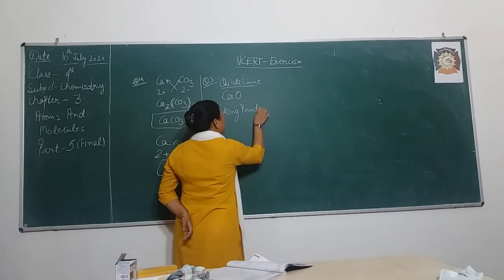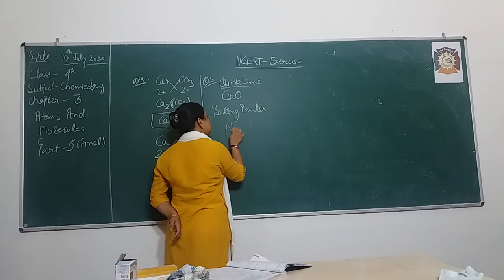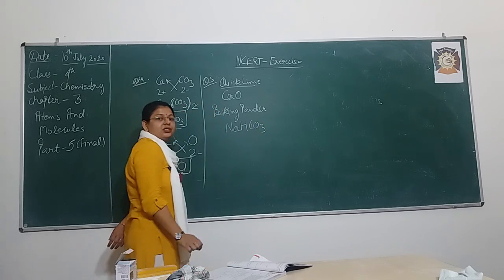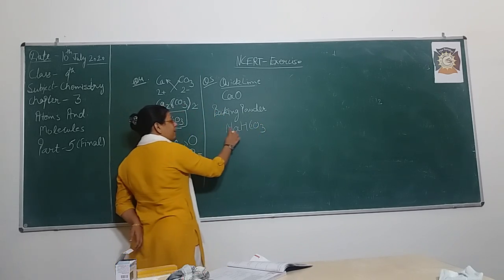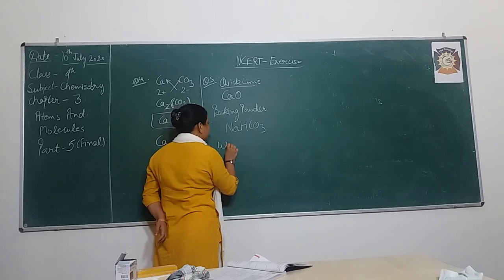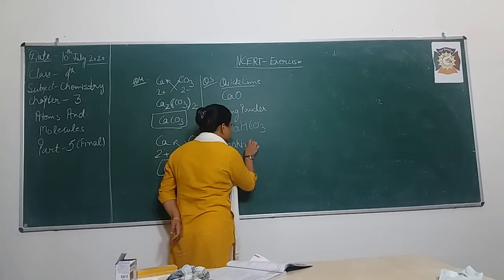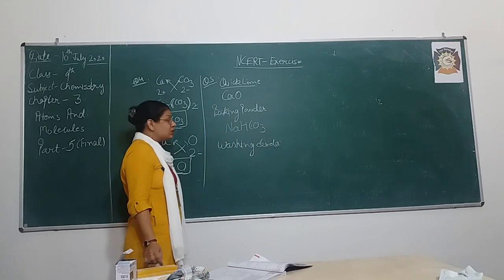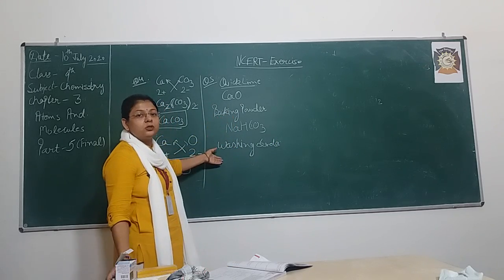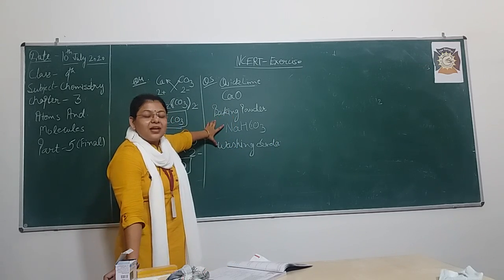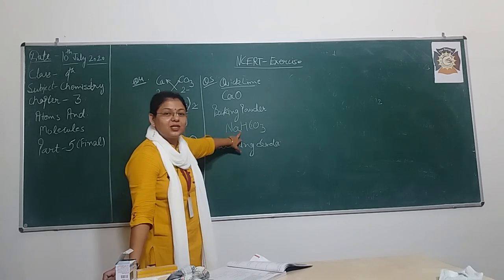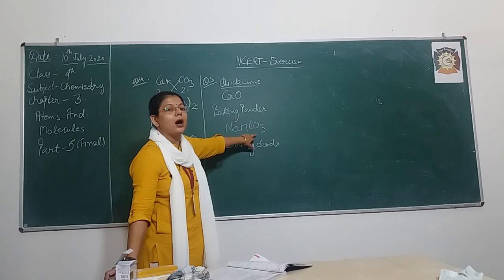Baking powder is a common name for sodium hydrogen carbonate, NaHCO3. Another common name is washing soda. Students get confused between baking powder and washing soda. Baking soda, which we use in cooking, contains hydrogen in it, so it is sodium hydrogen carbonate.